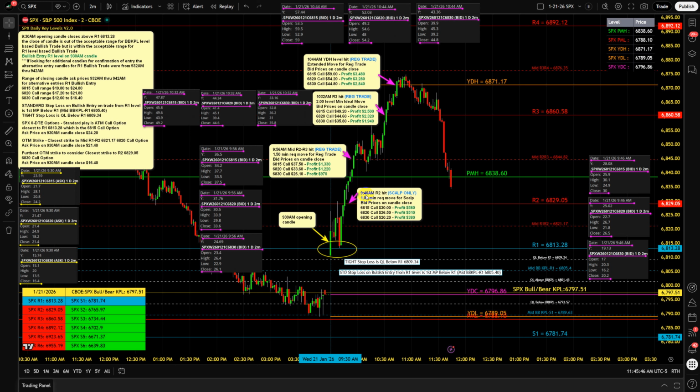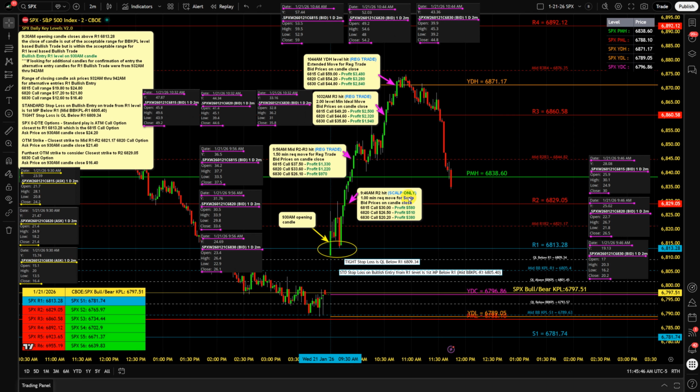So in this case, on the 9:46 a.m. candle, we have an R2 hit. R2 is one full level above. Again, this is a bullish trade. One full level above is R2, so that is our scalp exit. If instead we were taking a bullish trade off of the bull bear KPL, then R1 would be our scalp exit, as that is one full level above. If we were taking a bullish trade off of R2, then R3 would be our one level scalp exit. And it works the same in reverse on bearish plays. You would simply look one level down from the level you're taking the bearish trade from, and that is your scalp target exit.